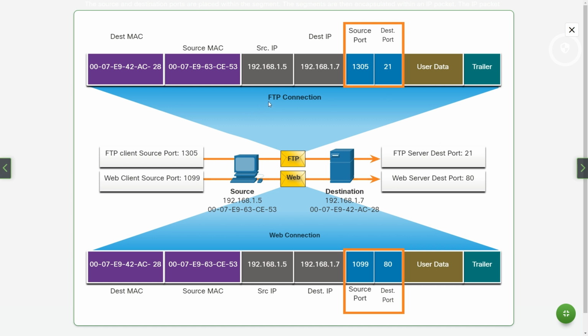Okay, FTP connection and web connection. This is the socket of the FTP connection: source port 3005 and destination port 21. And the web connection socket is source port 1099 and destination port 80. Source, destination, okay. This occurs at the same time.